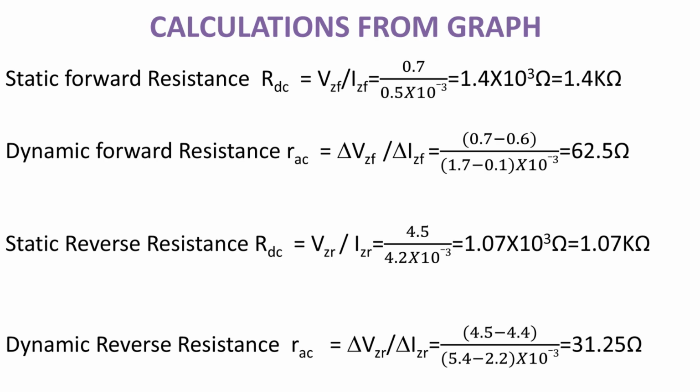Dynamic forward resistance RAC is change in VZF by change in IZF. 0.7 minus 0.6 is the voltage change and the corresponding current change is 1.7 milliamperes minus 0.1 milliamperes, which will give us 62.5 ohms.